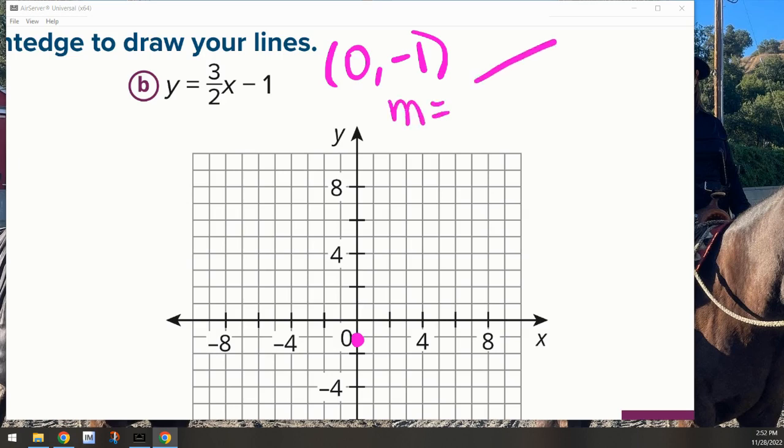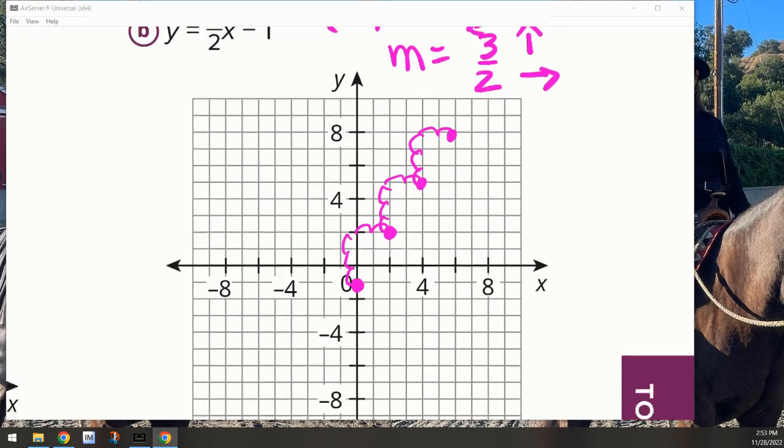okay, it is positive, and it is 3/2. So that means I'm going to go up 3. I'm going to go to the right 2. So from this point, I'm going to go up 1, 2, 3. I'm going to go over 2 and draw a point. I'm going to go up 3. I'm going to go over 2. I'm going to go up 3. I'm going to go over 2.